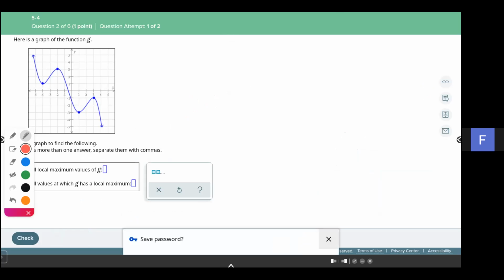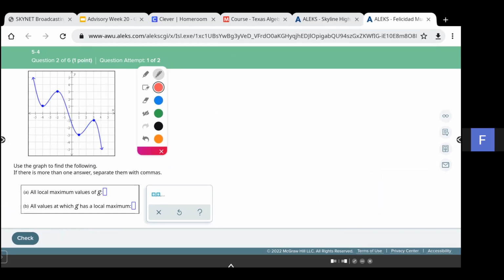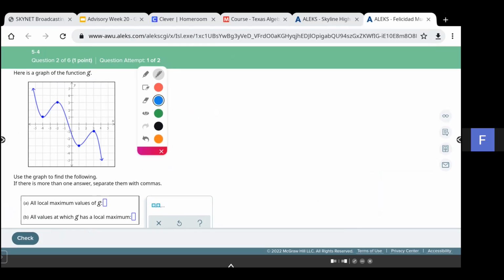All right, next we're going to take a look at question 2. This asks us, using this graph, to determine when we have maximum values. So I'm looking for when my slope is going from positive to negative. I have a hump instead of a valley. So here is a maximum, and here is a maximum. I have 2 that I need to worry about.